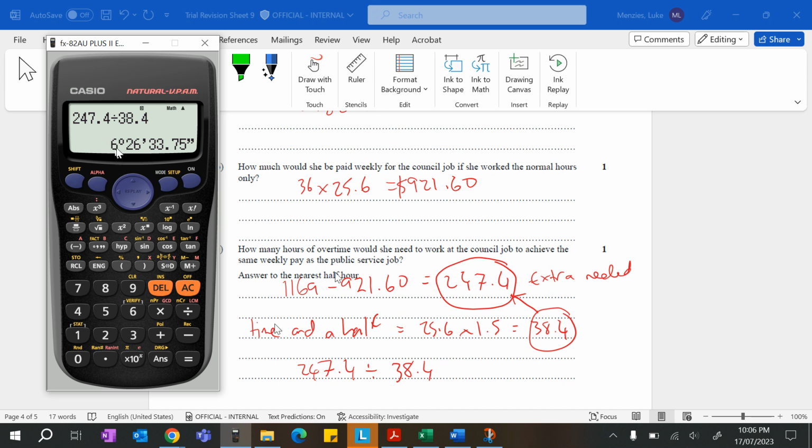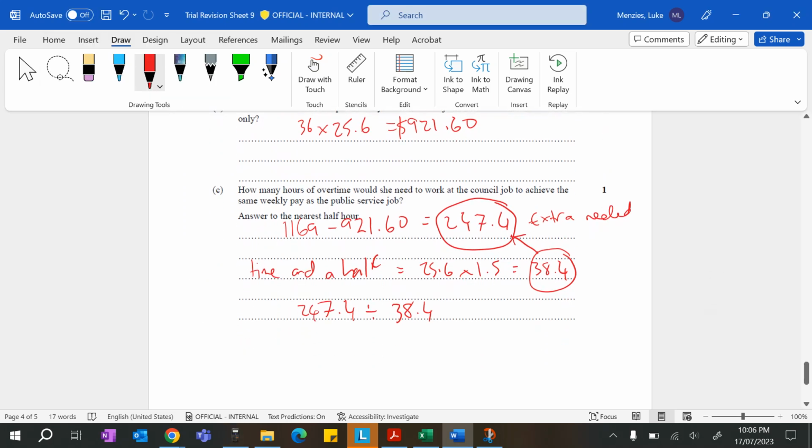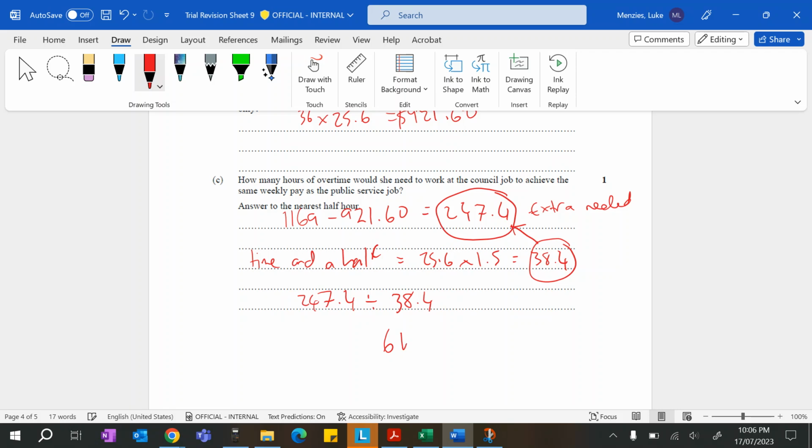So hours, minutes, seconds. So this one, because we've got to answer to the nearest half hour, we can't say it's 6 hours because they'll be short. We're going to have to round it up. So it's going to be 6 hours and 30 minutes because it's the nearest half hour. So 6 hours and 30 mins. You can write it however you like.